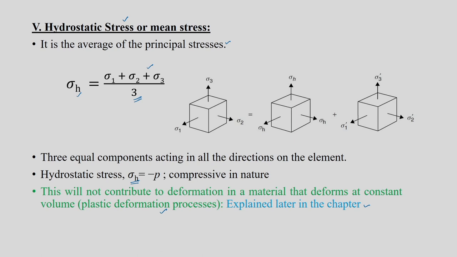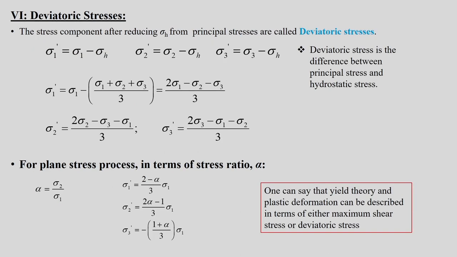Because of this, we can remove that part from the principal stresses and we are going to get one more part, and this is called deviatoric stresses. So sigma 1, sigma 2, sigma 3 can be divided into two components. One is only sigma H, which is not going to play any role in plastic deformation, plus another part, sigma 1 dash, 2 dash, 3 dash, which is called the deviatoric part. So the stress tensor has two parts: the hydrostatic part and the deviatoric part. This leads to my next definition, deviatoric stresses.